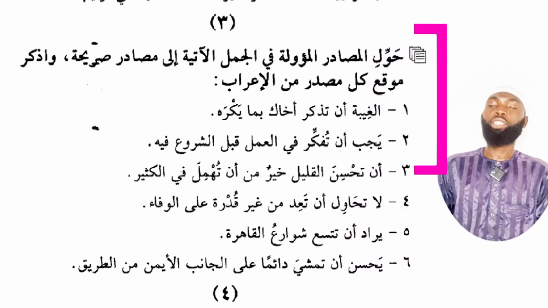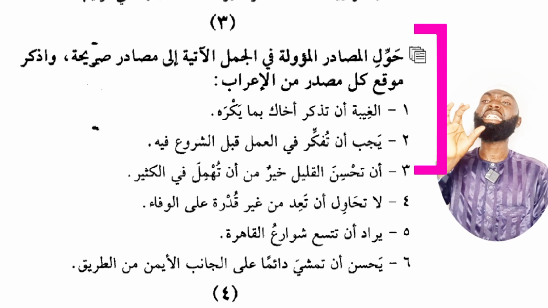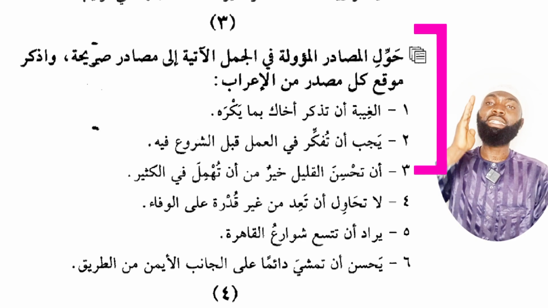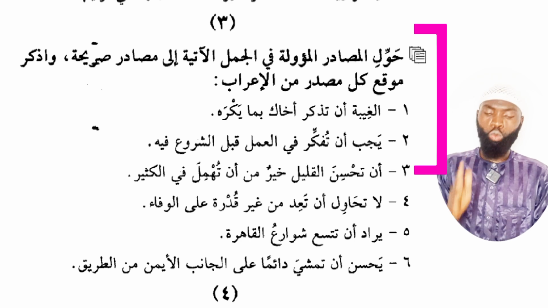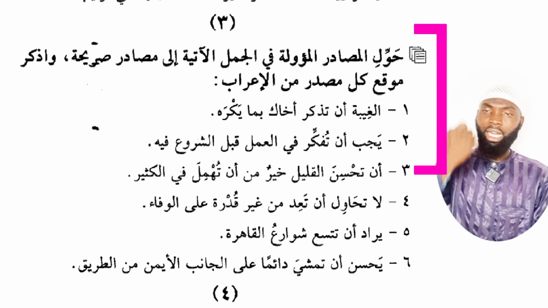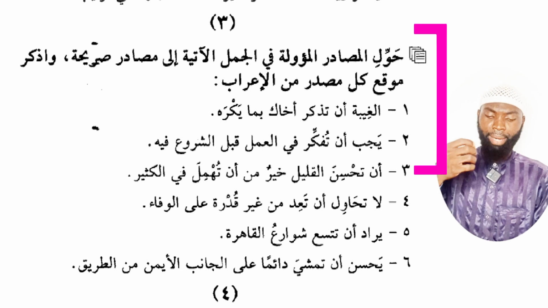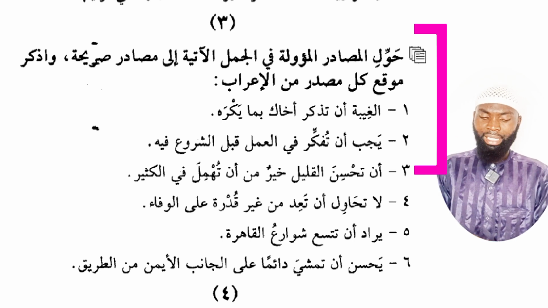Coming to Tamarin al-Thalith, number 3, it says, حَوِّلِ الْمَصَادِرَ الْمُؤَوَّلَ فِي الْجُمَلِ الْآتِيَةِ إِلَى مَصَادِرِ صَرِيحَةٍ. Here we have the implied verbal nouns. You are to change them into the direct verbal nouns. وَاذْكُرْ مَوْقِعَ كُلِّ مَصْدَرٍ مِنَ الْإِعْرَابِ, and mention their grammatical places.